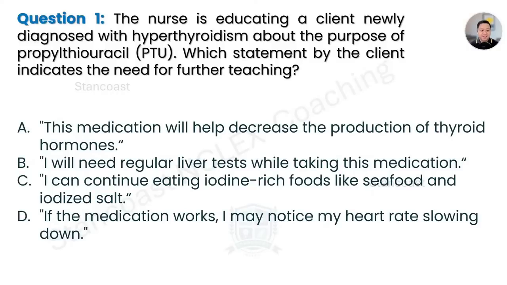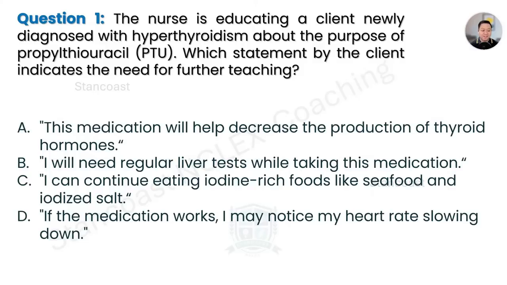The nurse is educating a client newly diagnosed with hyperthyroidism about the purpose of propylthiouracil. Which statement by the client indicates the need for further teaching? A. This medication will help decrease the production of thyroid hormones. B. I will need regular liver tests while taking this medication. C. I can continue eating iodine-rich foods like seafood and iodized salt. And D, if the medication works, I may notice my heart rate slowing down.